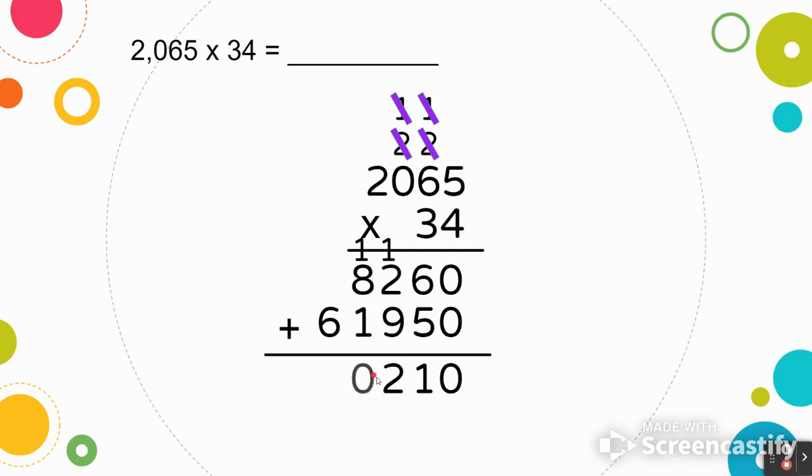So put a 0 down here in the thousands place and regroup the 1 to the 10,000s place. Finally, 1 plus 6 is 7. So our product is 70,210.